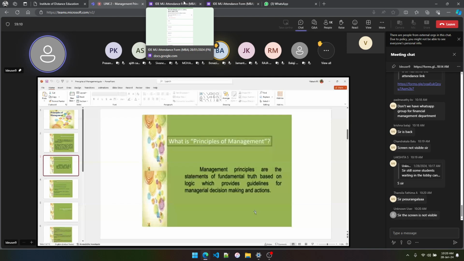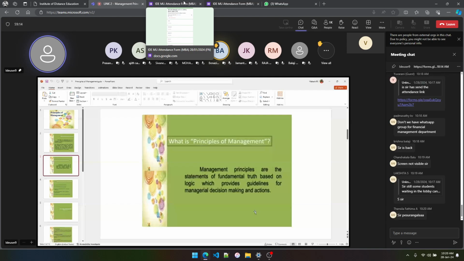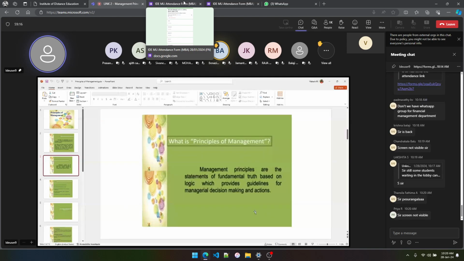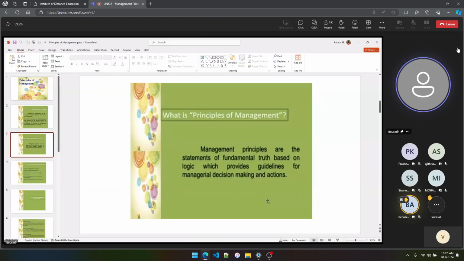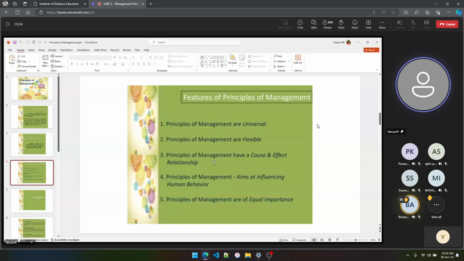Okay. So those principles have been researched in the past, and scholars have found so many things that were practically producing good results. Those things have been accepted globally, and theoretically it is being presented to people who are studying management. That is what they are doing now. Okay, features of principles of management.